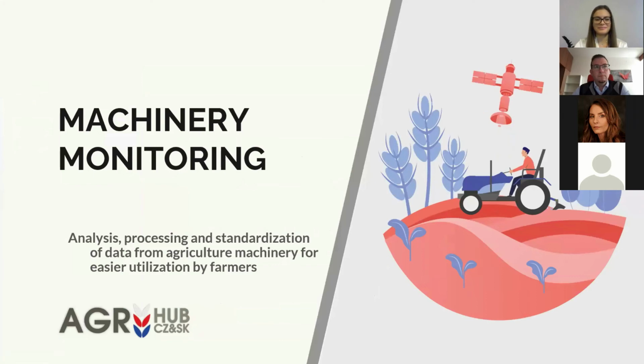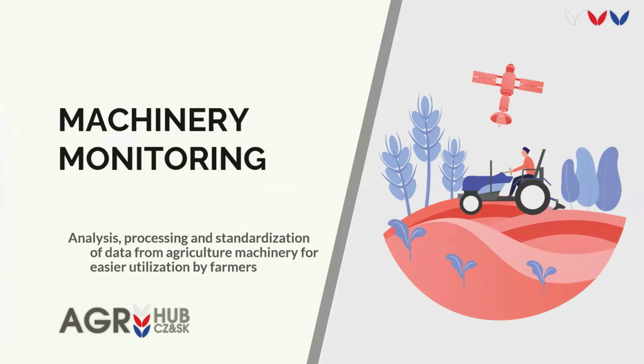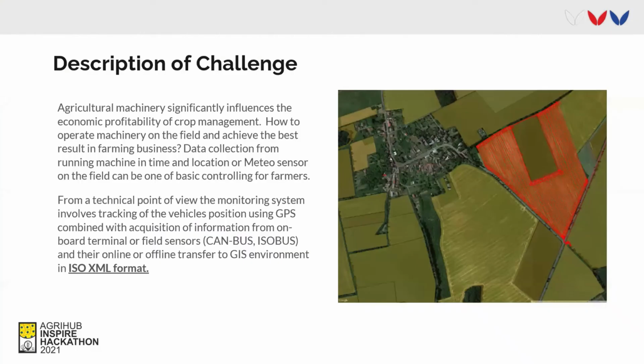Thank you, Hanka. I'm Pavel Gnip. I'm working for Agro as a specialist for precision farming technology and adoption on the farm. Today, I would like to introduce challenge number 7, machinery monitoring. So I would like to go through and describe the challenge we are asking for.